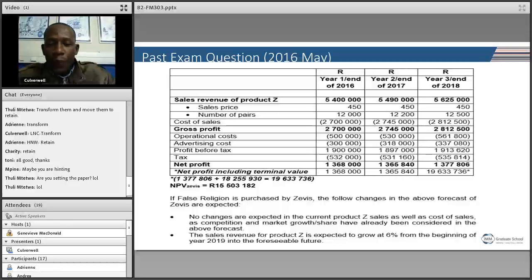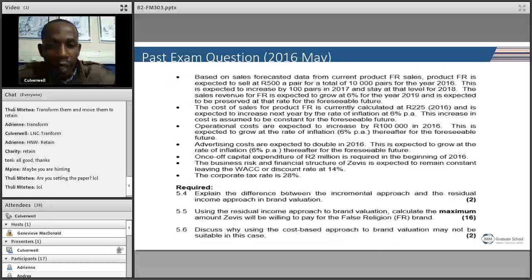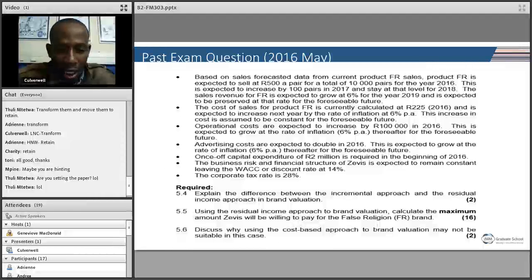The sales revenue for product Z is expected to grow at 6% from the beginning of year 2019 into the foreseeable future. We are going to use this 6% to calculate our terminal value because it's talking about the beginning of 2019 into the foreseeable future, meaning indefinitely. That's where the terminal value is going to be calculated. So we calculate the terminal value from the concept of dividend growth model, which is your Gordon growth model.